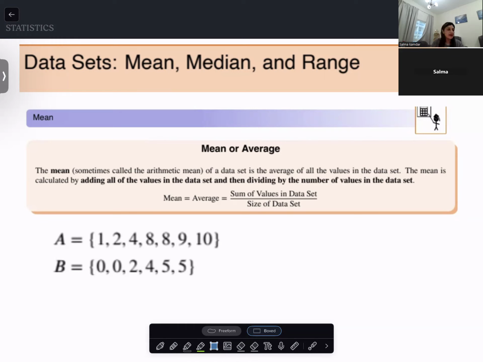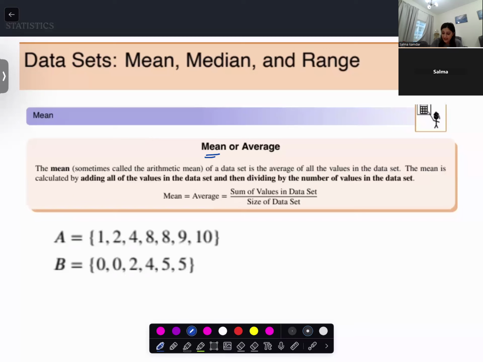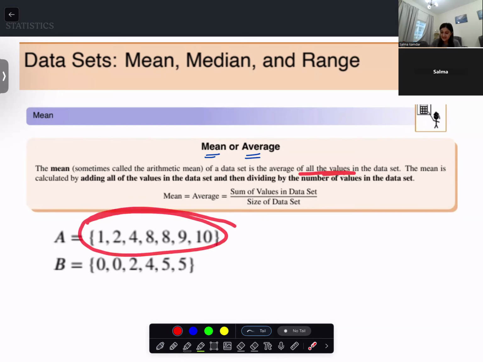So when I am talking about statistics, that means I have a set of data. Data is something that we do a survey on, okay, and we calculate the mean, which is nothing but your average. If I have a data set A and a data set B, the average of all the values in the data set is called the mean.